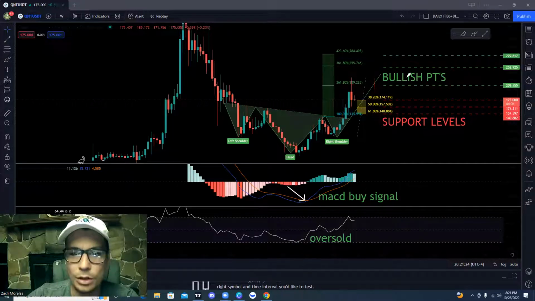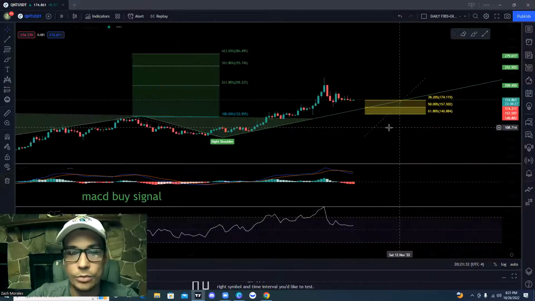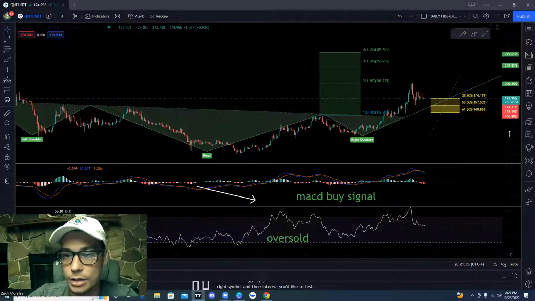Now, how did I get these bullish price targets? How did I know it was going to come up to these levels? No, I'm not a magician. We're going to zoom in to the daily chart now, and it's really going to break everything down and make it much clearer.